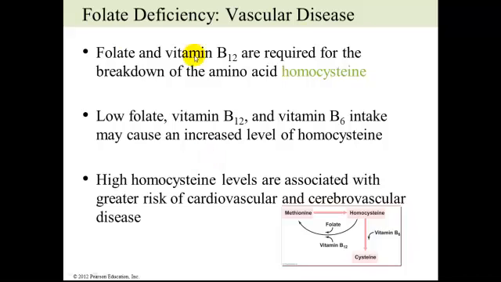Now, folate has also been linked to vascular disease, and we're going to look later on at vitamin B12, but both folate and vitamin B12 are required for the breakdown of an amino acid called homocysteine. And if we take a look over here, this is methionine. Methionine is one of the essential amino acids. When this is broken down, homocysteine is a breakdown product of that, but then that homocysteine can be converted back to methionine. In order for that to happen, we need both vitamin B12 and folate. So if we're lacking vitamin B12 and folate, we may see increases in homocysteine, and that's been linked with a greater risk of cardiovascular disease and even cerebrovascular disease.